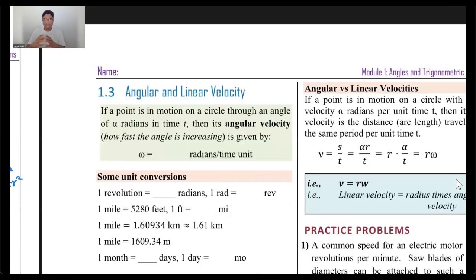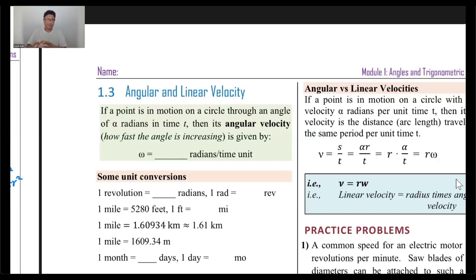Now we are building on that, right? We talked about the length of the arc of the circle. Now we are trying to connect some more linear things to circular things. So here in this lesson we will talk about angular and linear velocity.